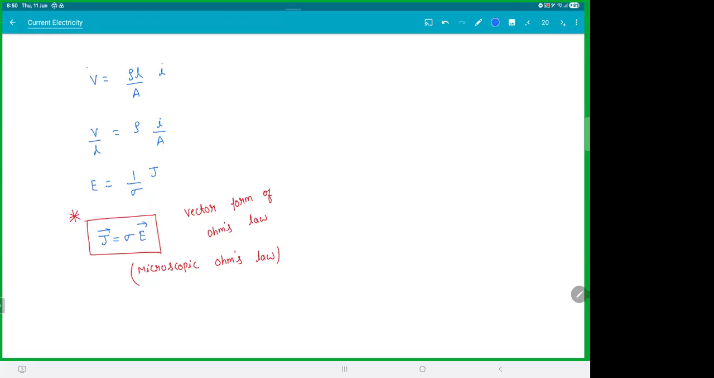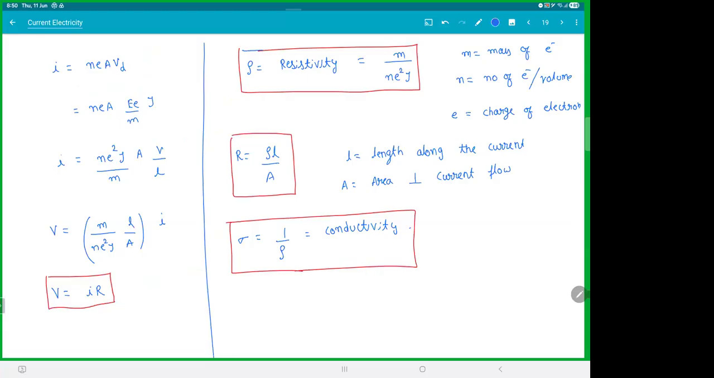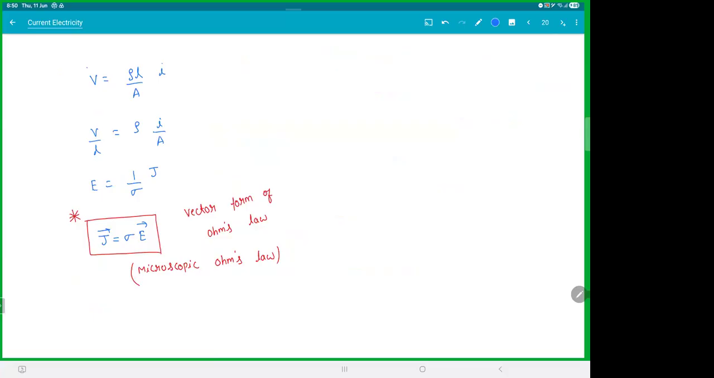This is something more. Look at how many new formulas are there. V is equal to IR, you already know. Resistivity is this. If you can remember, great. If you can't, that's kind of okay. I don't think they'll ask you. This formula you should definitely know: R is equal to rho L by A. If you know rho, you will get 1 by rho. So that is taken care of. J is equal to sigma E. This is another new one.